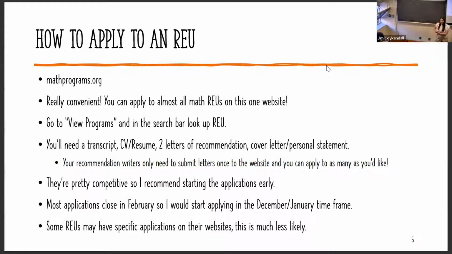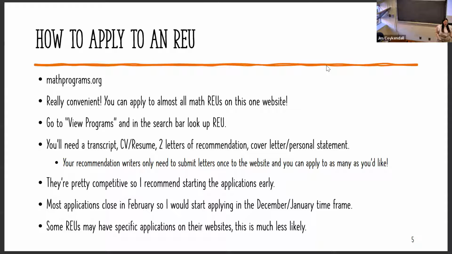So how do you apply to an REU? This website, mathprograms.org, is really helpful. It's very convenient and has almost all of the REUs listed on there. You can apply to pretty much all of them right there, if you just go to view programs and then search REUs. For the math REUs that I applied to, some different ones might need different things, but for math, you really need your transcript, a CV or resume, 2 letters of recommendation. Some require 1, but most require 2. And then a letter or a personal statement.